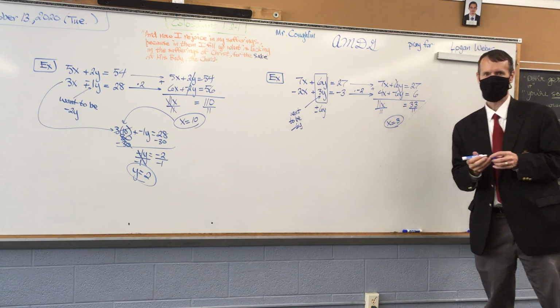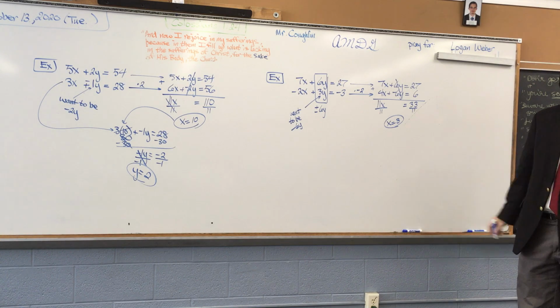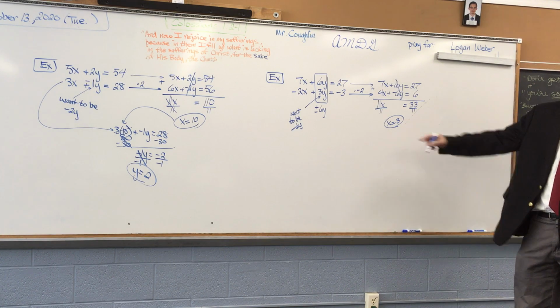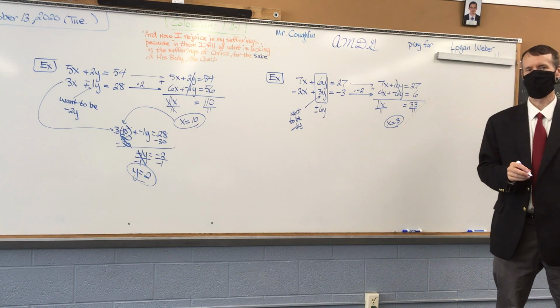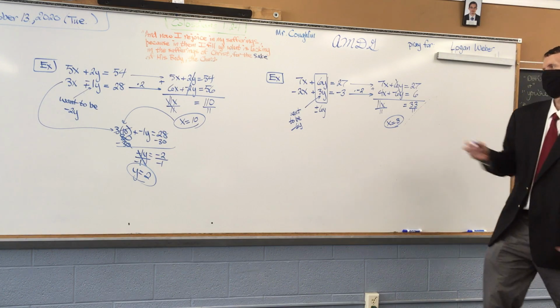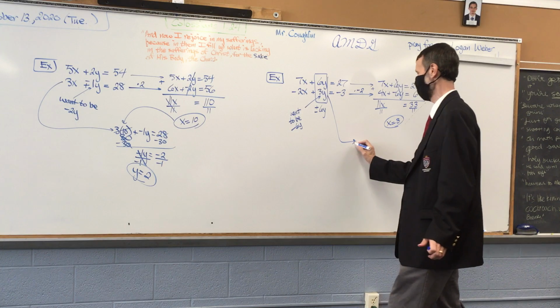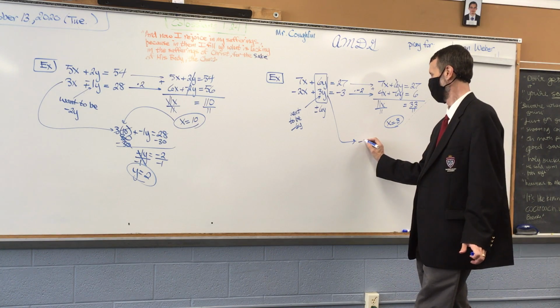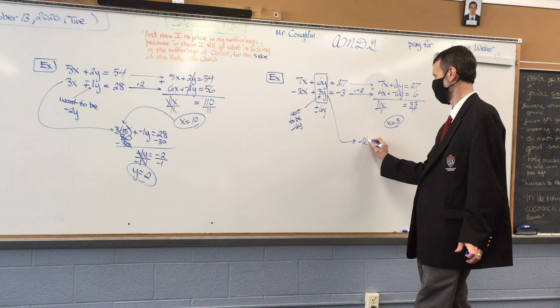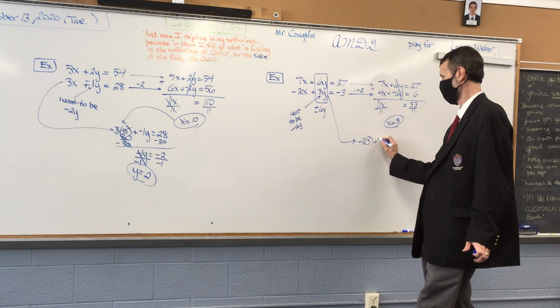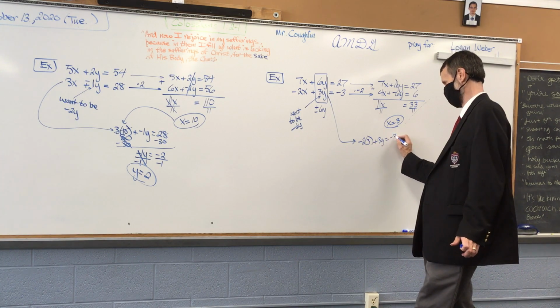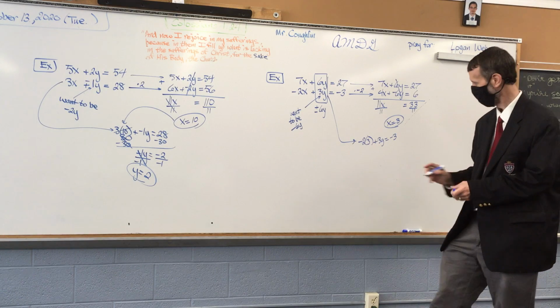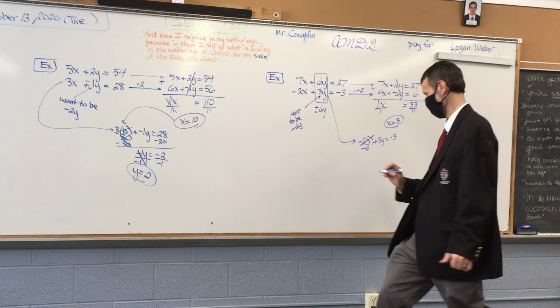Okay. Take over, Rainy. What do you do with that? Plug it in. Plug it in where? Pick your favorite. Bottom one? Sure. What does it look like if you do? Negative 2 times 3, plus 3y equals negative 3. Go ahead and do it for me. What's negative 2 times 3? Negative 6. Now what?